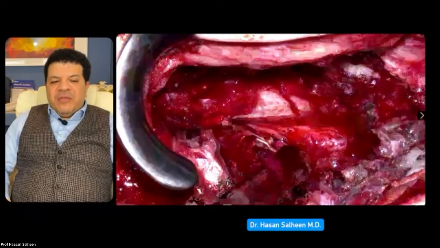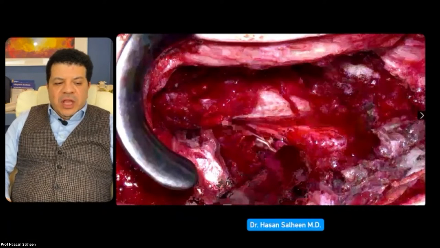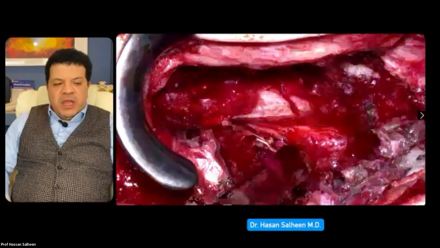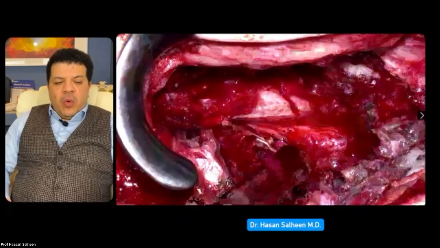This patient was 52 years old. He has no history of known tumors. He presented with severe neck pain for months. The X-ray was done and showed massive bone destruction of C3, C4, and part of C2. The CT shows the extension of the bone destruction. So with the help of our interventional radiology department, we went 24 hours before surgery for an embolization of the lesion to reduce the risk of bleeding.